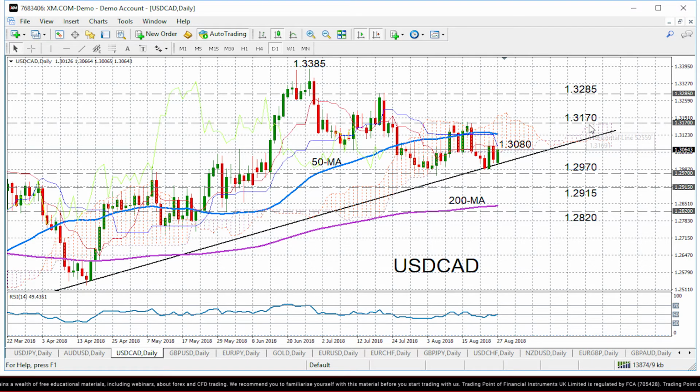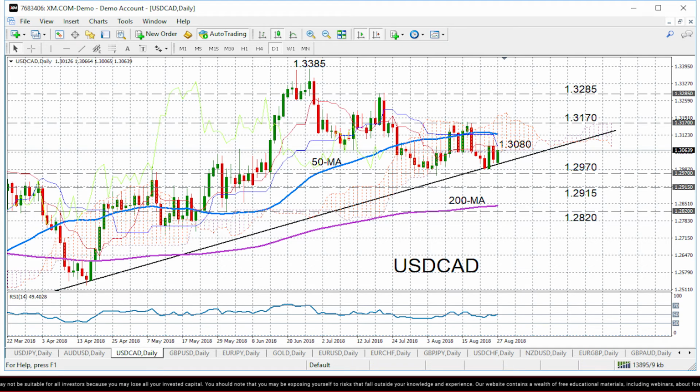A break above 1.3170 would shift the near-term bias to a more positive one, a much stronger positive one, and then the next resistance would come from 1.3285, which was a high from back in July, and then we could see prices attempting to breach that 1-year high of 1.3385 that we saw back in June. To the downside, if we do see prices breaking below that trend line, it could signal a shift to a more bearish outlook in the medium term.